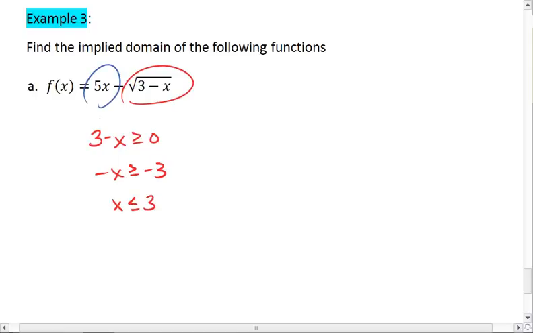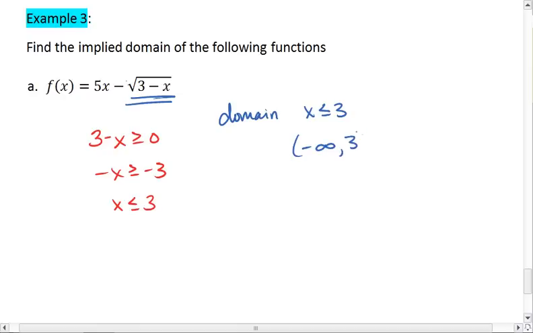The rest of our function is a 5x minus whatever is under the radical, and that doesn't put any restrictions on our domain. So all we really need to worry about is that radical. And this tells me that the domain for this function must be x less than or equal to 3, or in interval notation, negative infinity to 3 inclusive.